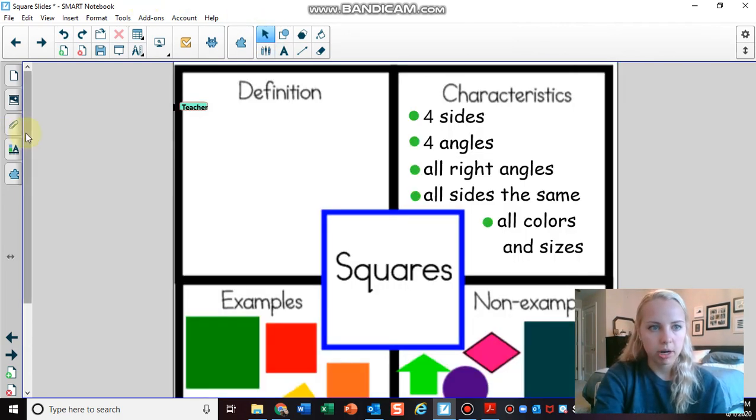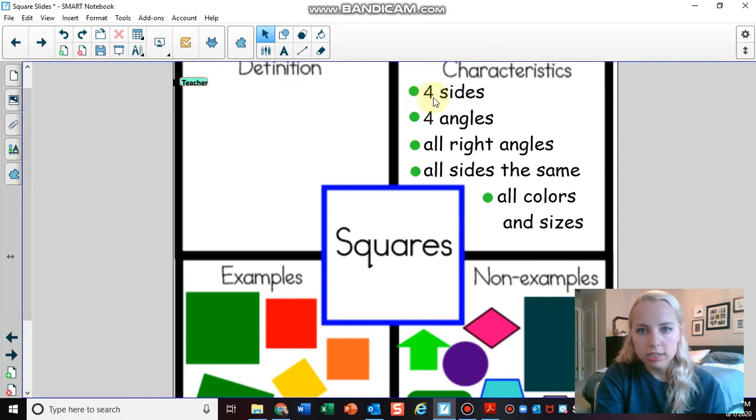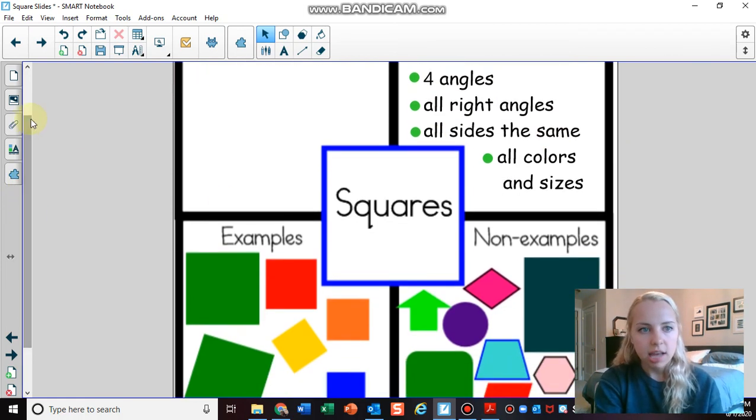All right, so remember, a square has to have 4 sides, 4 angles. All the angles have to be right angles. All the sides have to be the same length, and it can be any color or any size.